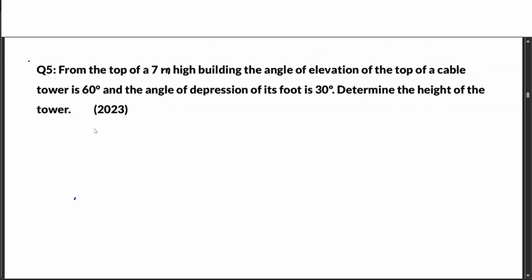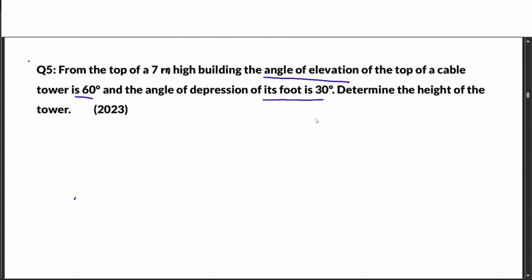Now, this is the fifth question we have. So it is saying from the top of a 7-meter high building, means the building's top is 7-meter height. Okay. The angle of elevation of the top of the tower is 60 degree. Means here it is saying angle of elevation is 60 degree. And angle of depression to its foot is 30 degree. Okay, so determine the height of the tower.